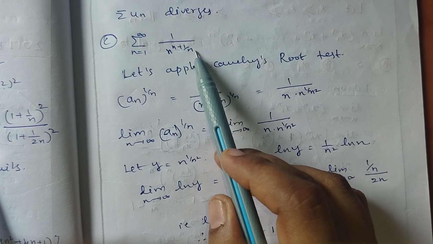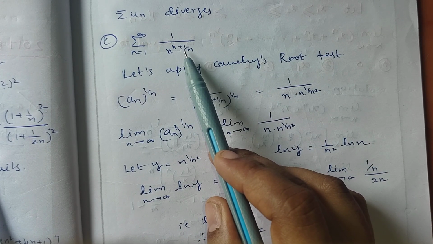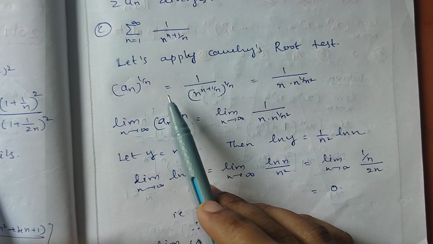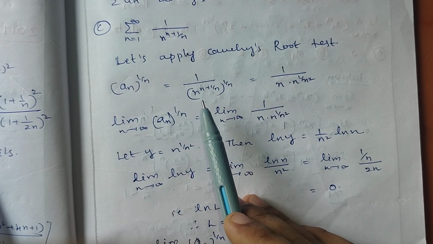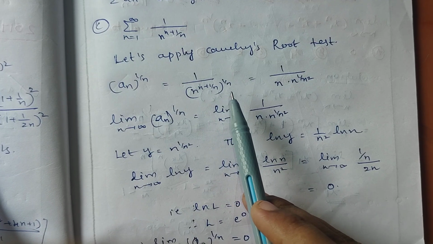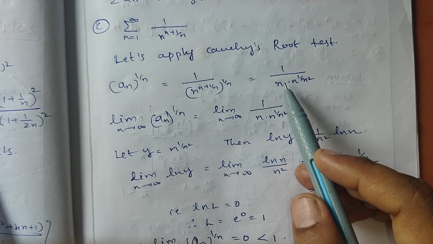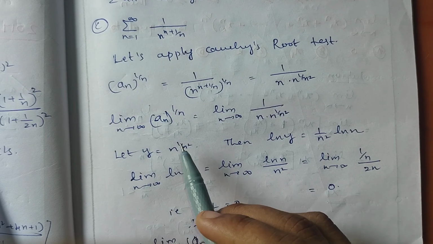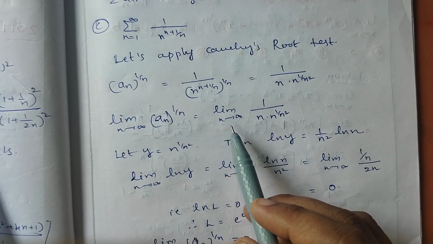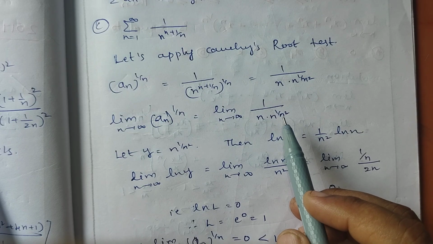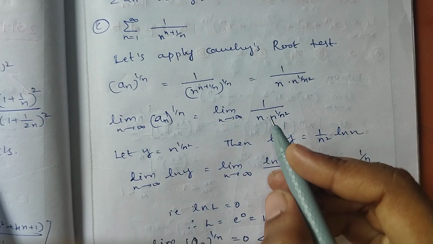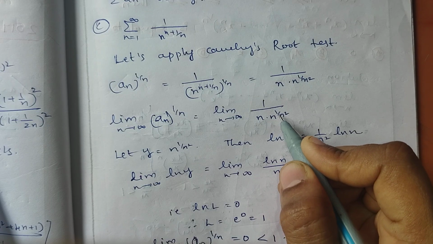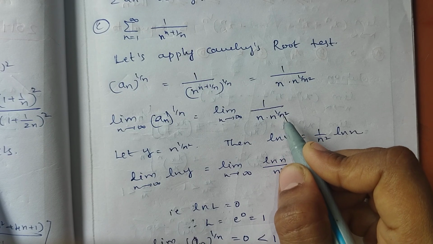Whenever some powers of n comes, we have to apply the root test. So here an to the power 1 by n, you will get 1 by n to the power n plus 1 by n to the power 1 by n. So here you will get 1 by n into n to the power 1 by n square. Okay. So now limit n tending to infinity of 1 by n into n to the power 1 by n square. So let us evaluate the limit n tending to infinity of n to the power 1 by n square.